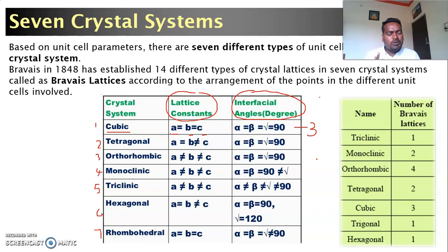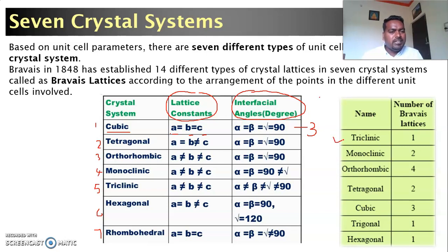One is simple cubic unit cell, body centered unit cell, face centered unit cell, and end centered unit cell. So these are the different types of crystal system. Each crystal system possesses a different type of unit cell. For example, cubic can form 3 unit cells. So let us see one by one.